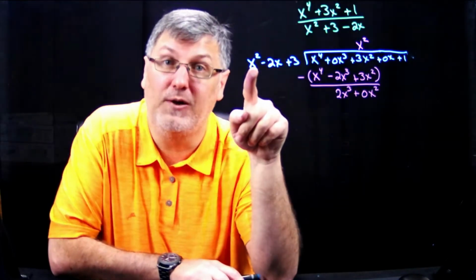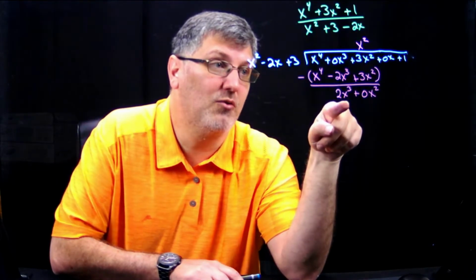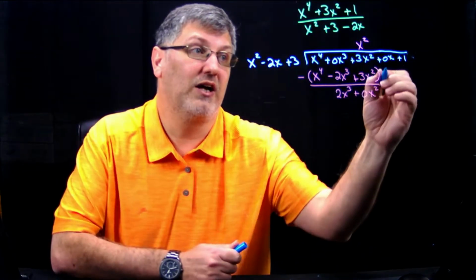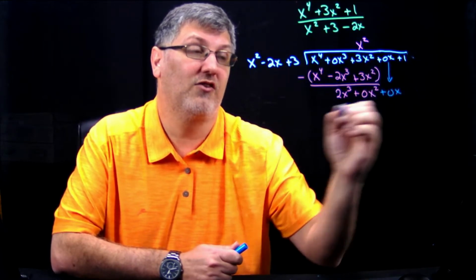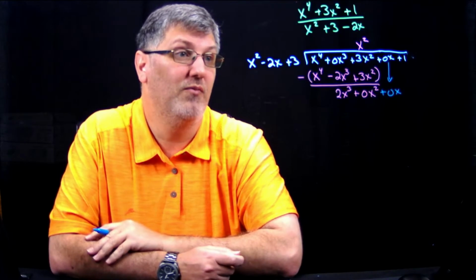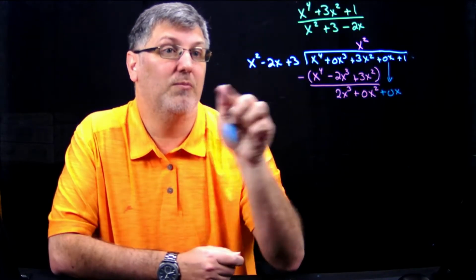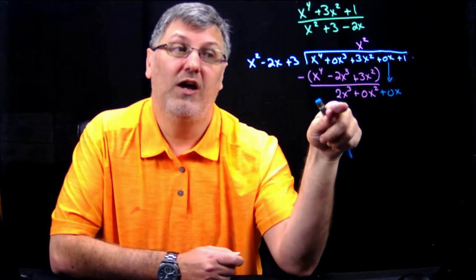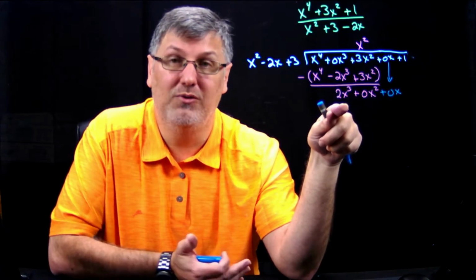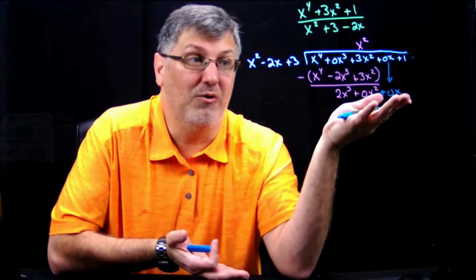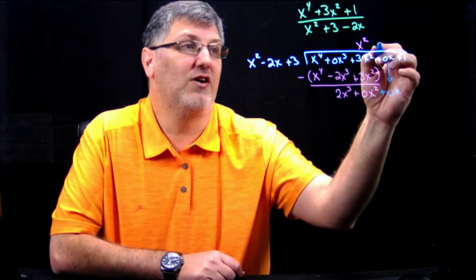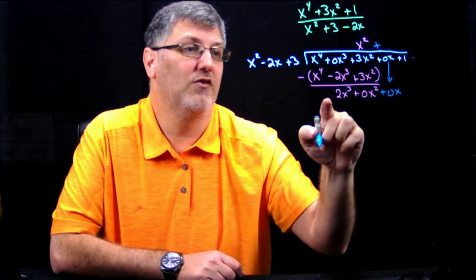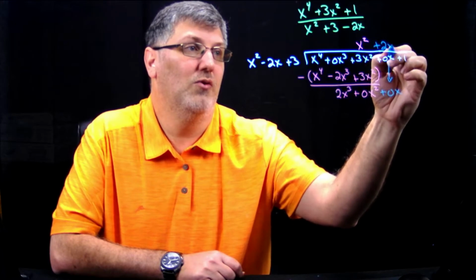So I have x squared. How many times is x squared? Oh, wait, I forgot. I've got to bring down this plus 0x. Got to remember to bring that down. So here we go. Now let's rinse and repeat. How many times does x squared go into 2x cubed? Well, that's pretty straightforward. It's going to be 2x. So I want to put this over my x column, a positive 2x.